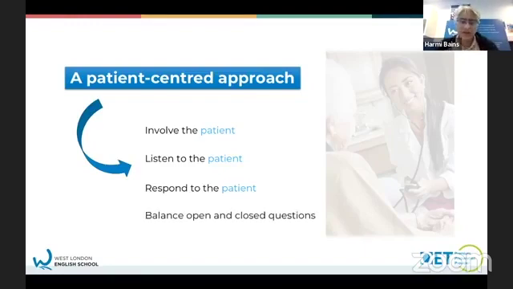Balance open and closed questions as well. Remember the pyramid: often with consultations for both doctors and nurses, you start with open and you move to closed questions as well. And you'll see I've highlighted the word patient here. Patient, patient, patient. Your speaking is all about the patient as well. Okay, keep all of that in mind.